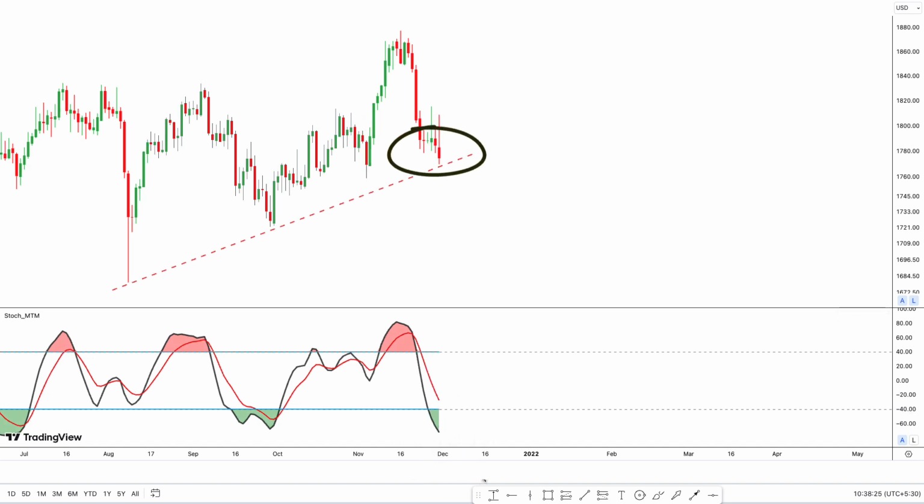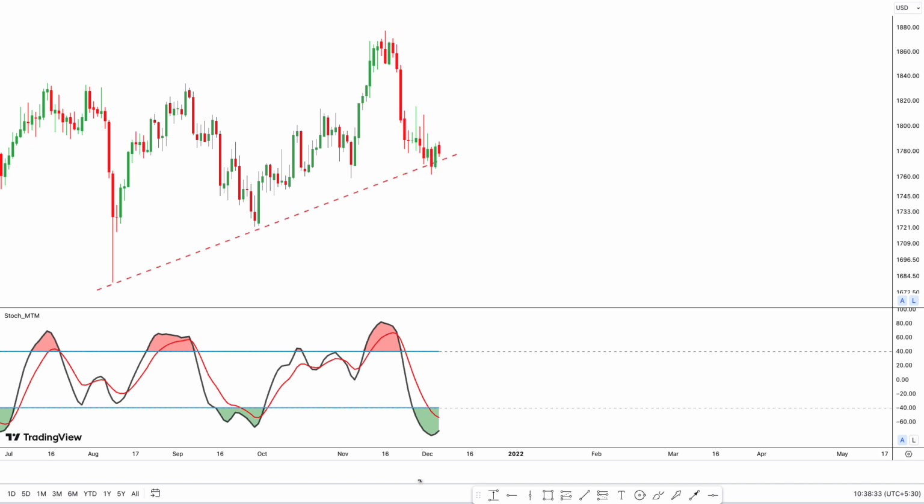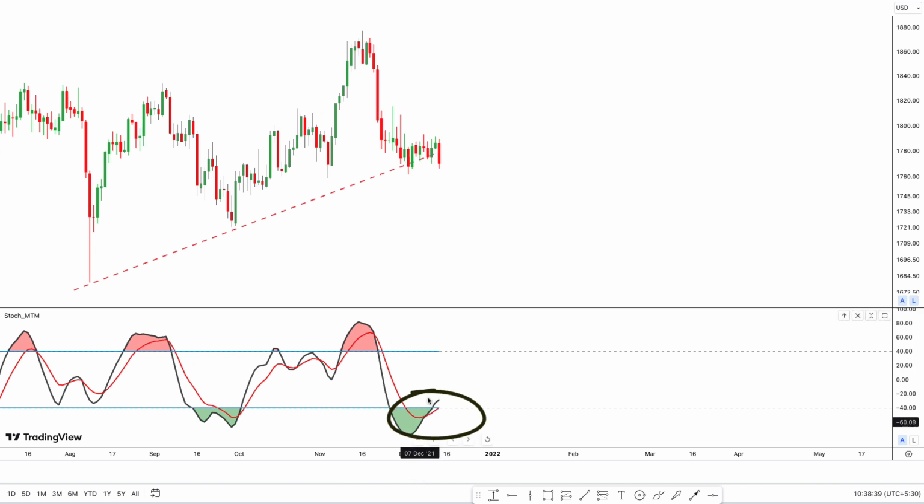After we have the pullback, we want the stochastic oscillator to come back above the lower band and cross above this red EMA. This crossover indicates the end of the pullback and the beginning of a bullish trend continuation. And this is where we're going to enter our trade.